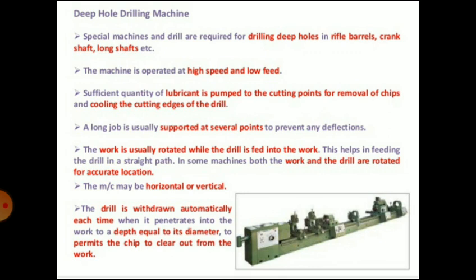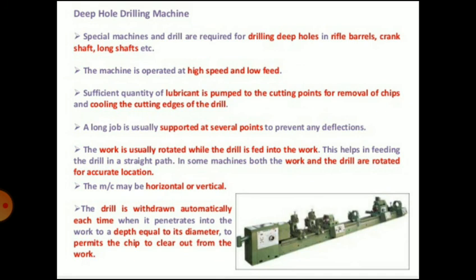Then deep hole drilling machine. Special machines and drills are required for drilling deep holes in rifle barrels, crankshafts, long shafts, etc. So the machine is operated at high speed and low feed. Sufficient quantity of lubricant is pumped into the cutting points for removal of chips and cooling the cutting edges of the drill. The long job is usually supported at several points to prevent any deflection.